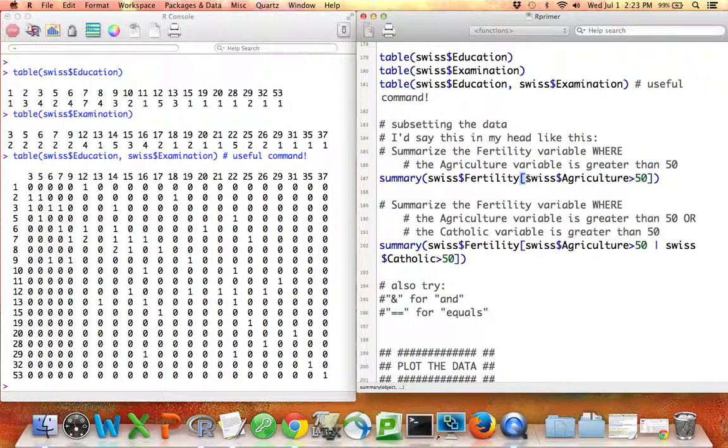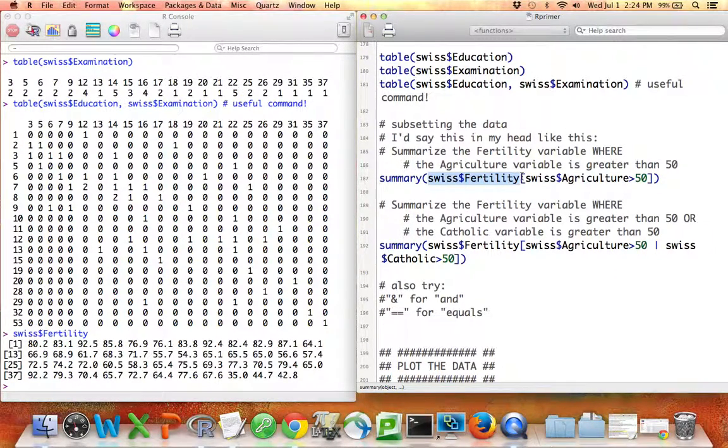There's also a command in R called subset that does something similar and can be useful, but I find that using these hard brackets allows you to take full advantage of what R can offer. So I'm going to summarize, using the command summary, the fertility vector, and I can print that out and look at it. There are all the fertility values of provinces in this data set where agriculture is greater than 50.